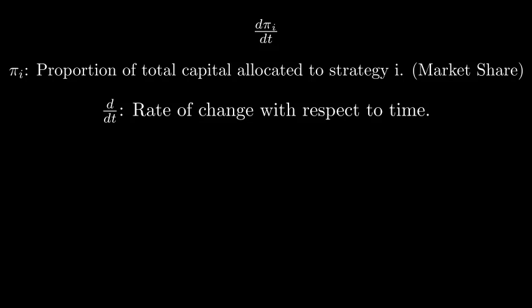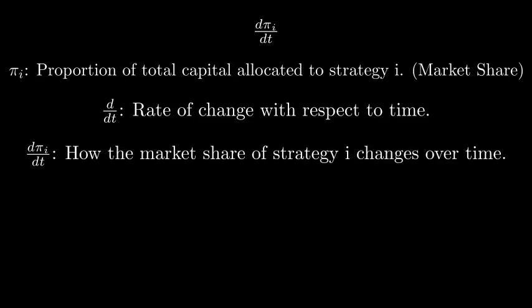The d over dt part is a derivative from calculus, and it simply means the rate of change with respect to time. Putting it together, d pi over dt represents how fast the market share of strategy I is growing or shrinking. A positive value means the strategy is gaining popularity, while a negative value means it's losing favor. This entire equation is built to explain what causes this change. So we've now met our objective. We understand that the left side of the equation, d pi over dt, is the rate of change of a strategy's market share. Now let's explore what causes this change.